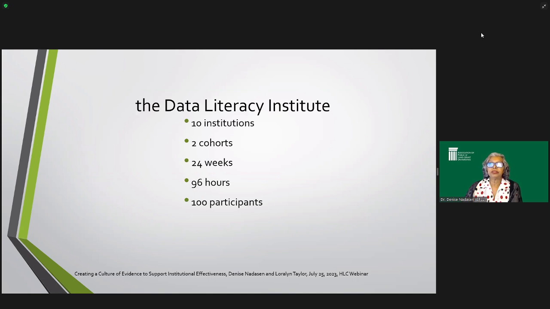So I know you guys have been exposed to the Data Literacy Institute in a previous webinar, so I'm just going to briefly mention from APLU's experience, we had 10 institutions that participated in 2 cohorts. Each cohort had 5 institutions. Each institution recruited 20 participants, and in total we had 100 participants per cohort. And each institution with their participants participated in the program over the course of 24 weeks, total of 96 hours.